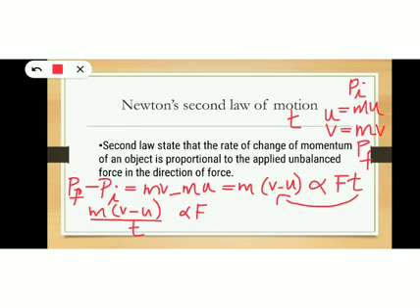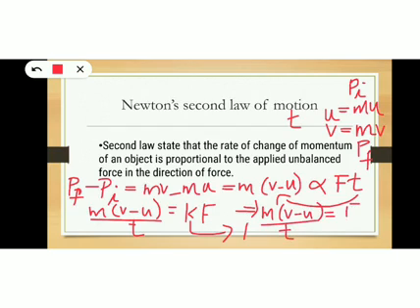And to remove this proportionality symbol, we can add a constant here. The constant added here is k. Okay, so we can write k into F. So this is the statement for Newton's second law. Experimentally, the value of k is found to be 1. So what is the expression now? Expression is m into (v minus u) by t equal to F.